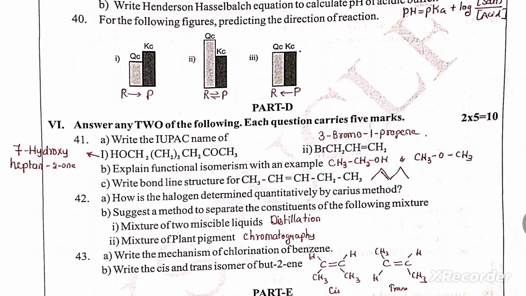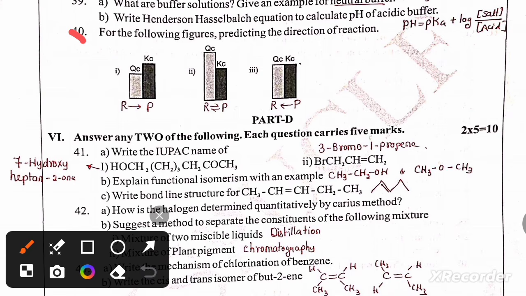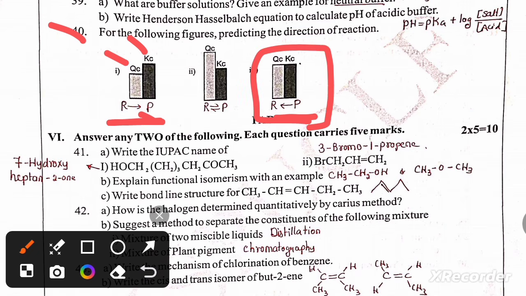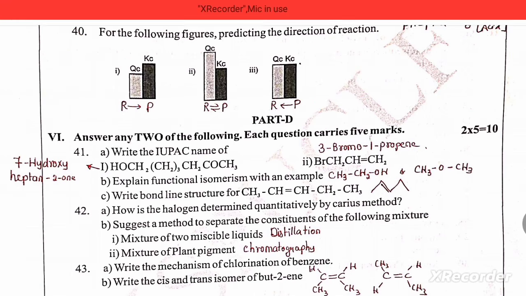Then the 40th question. In the relationship between reaction quotient Q and equilibrium constant K, we need to predict the direction of the reaction. So when Q is lesser than K, the reaction proceeds in the forward direction, and when Q is equal to K, then this is equilibrium, and when Q is greater than K, then the reaction proceeds in the backward direction. Please do the correction here.